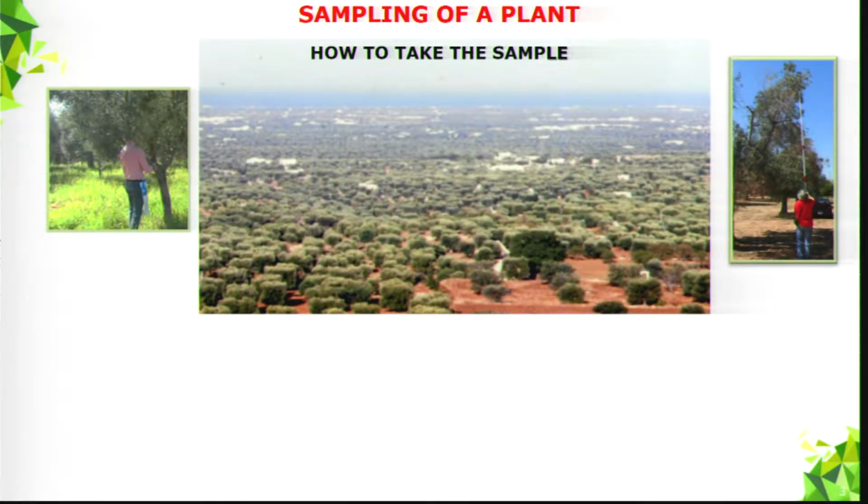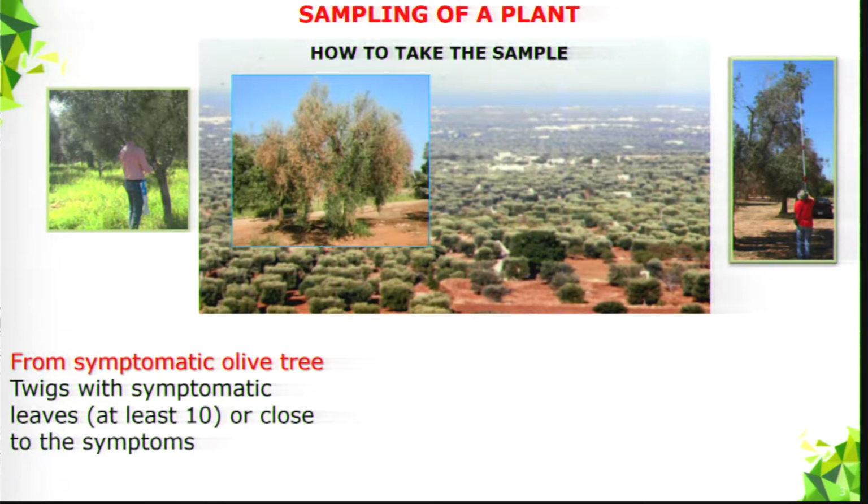So by now, based on the EPPO phytosanitary standards for sampling and detection, of course, if we have symptoms, no doubt, so we have to collect from symptomatic trees. And in a way that we have, of course, to collect twigs which are having leaves with symptoms or close to the symptomatic part of the branch.